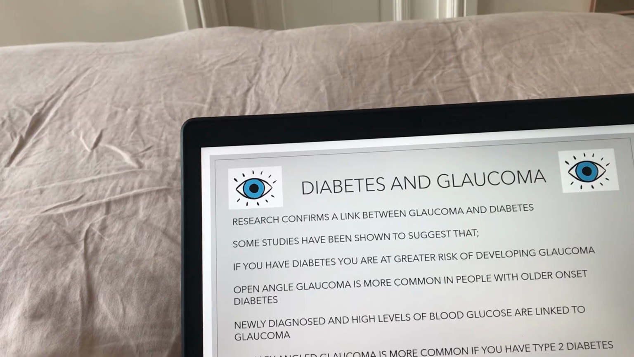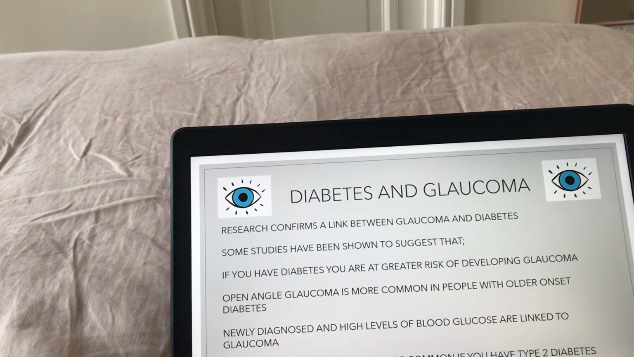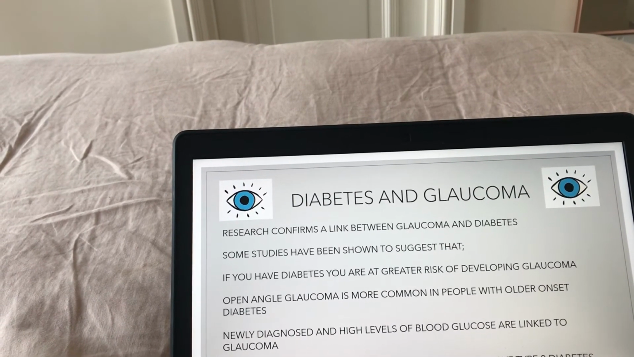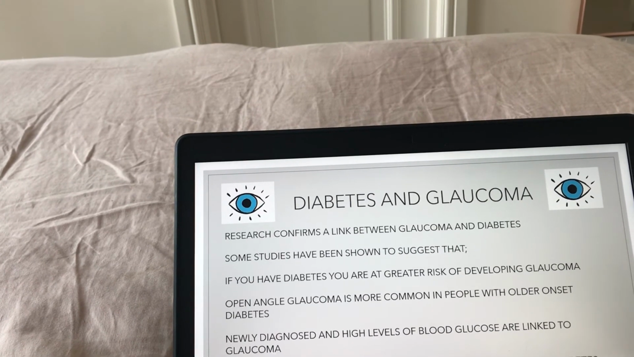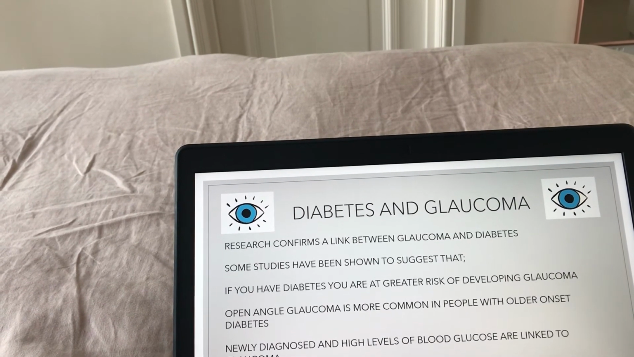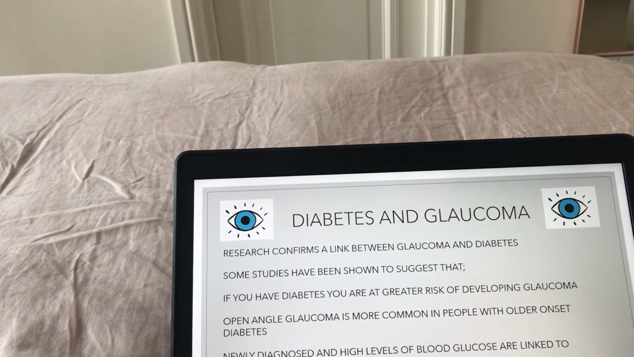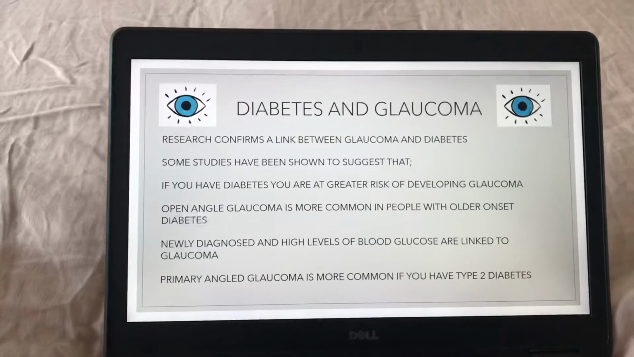These studies looked at one type, which was primary open-angle glaucoma, which is more common if you have type 2 diabetes. There is also neovascular glaucoma, which we talked about earlier, which is related to the abnormal blood vessel growth in the eye, which blocks the natural drainage of the eye. This can affect people with type 1 and type 2 diabetes equally, according to a Danish study.